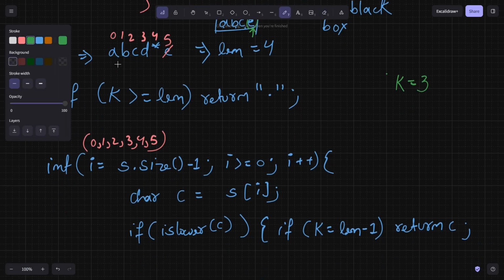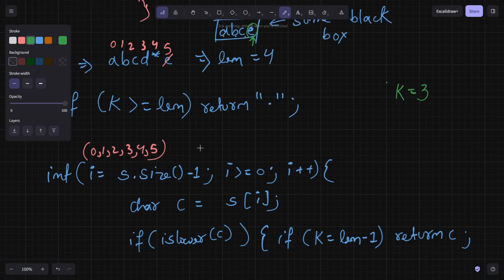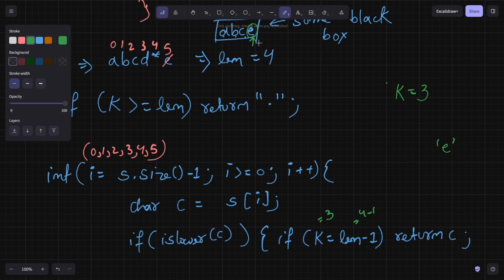And if we see here, we are at the last index, that is i equal to 5. So at i equal to 5, character equal to e, and the character is lowercase, and k is 3 and length is 4. So k equal to 3 matches length 4 minus 1, so we are going to return e. So we got the character at third index of the result.